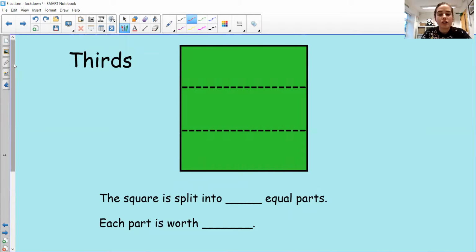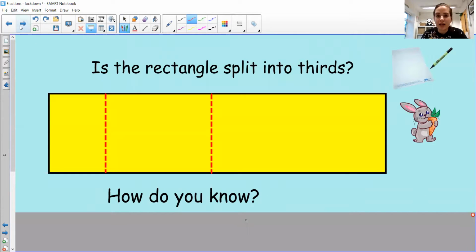Okay, back to our shapes again. We've got a square. We know that from last week. The square is split into 3 equal parts. Each part is worth 1/3. Excellent. We're really getting the hang of this now.